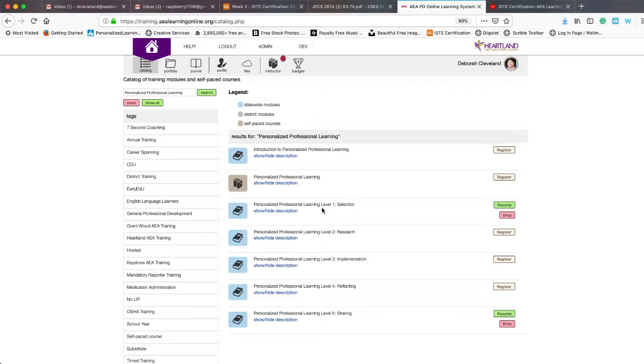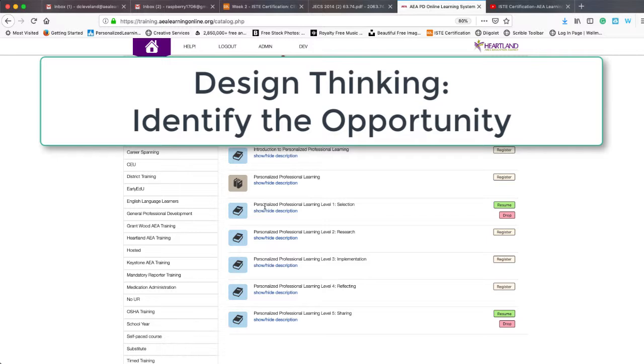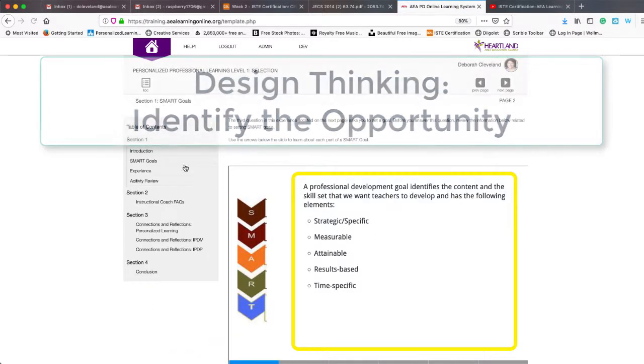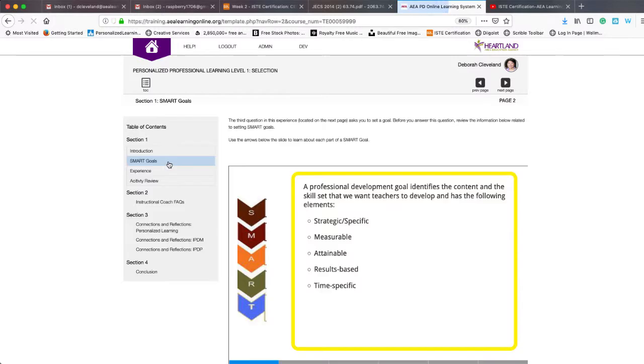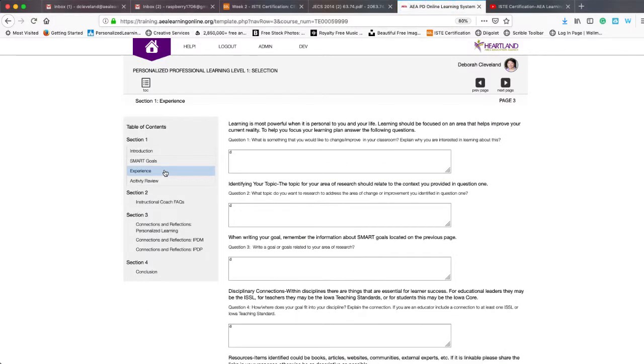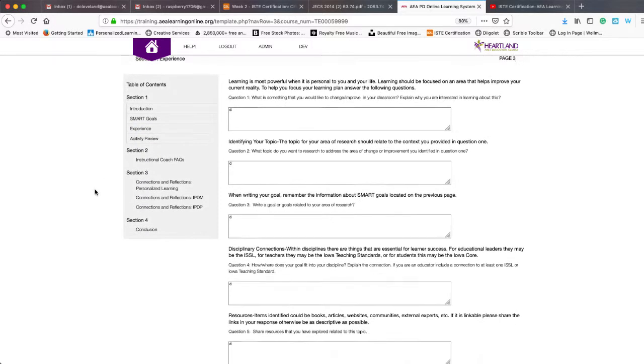So one of the things that I've done in a learning opportunity is I've created several modules that educators can access to guide themselves through this process. In level one, you can see personalized professional learning. Level one is selection. I give them a little bit of background about what SMART goals are, and then in every module, they have an experience. In this first experience, they're selecting what they're going to be learning about.